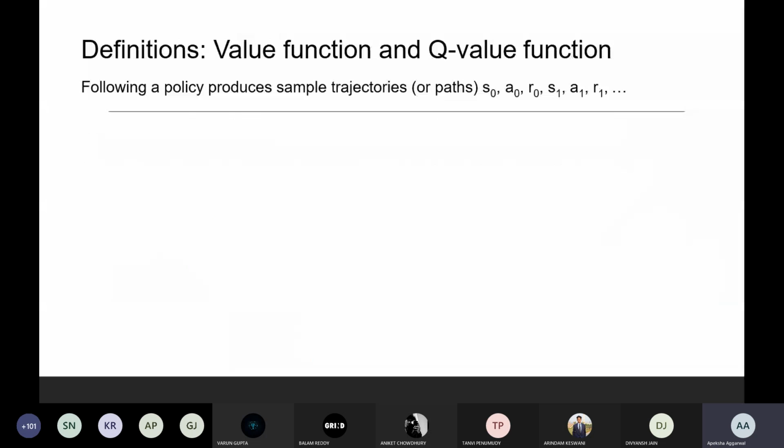So what we are actually doing is we have some state and we have some action, and then we generate a reward for it. Then we move to a new state and we perform some action and we get a reward for it. This process is repeated until we reach our final goal.